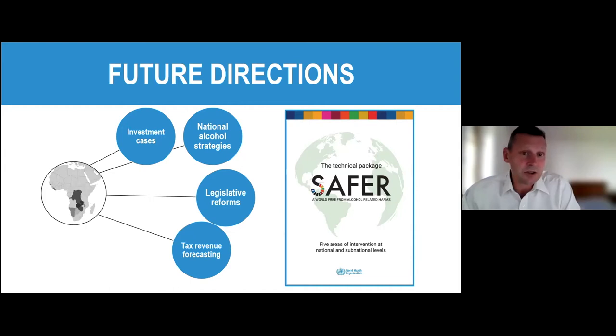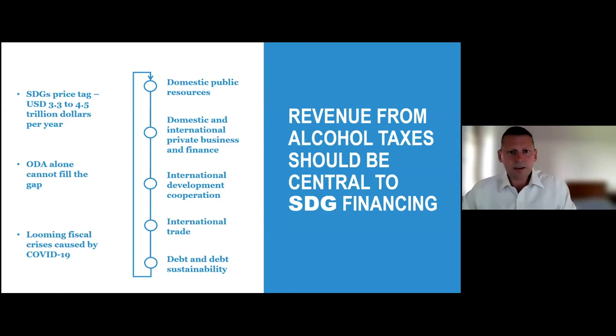We want to get these national alcohol strategies in place. We've got a draft toolkit that we're finalizing right now to help countries do this. For legislative reforms, we will also look into best practices and strategies for working with parliamentarians to get alcohol legislation through, and then how to effectively forecast tax revenue from increased excise taxes on alcohol. We're lumping it with what we call health taxes, which are other taxes on tobacco, alcohol, sugar-sweetened beverages, fossil fuels, and some minerals as well.